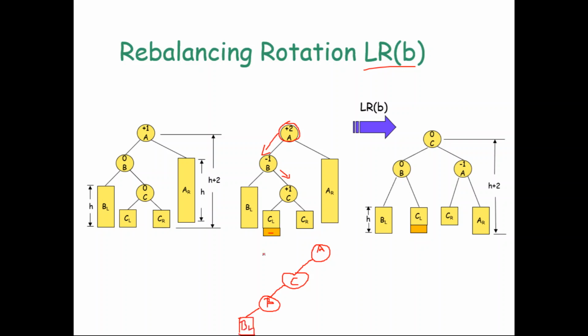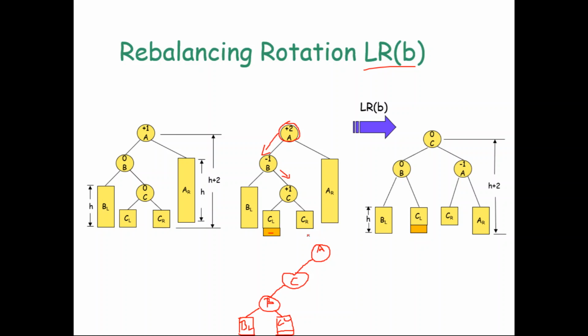Okay, now C has gone up. So where will this CL go? CL is less than C but is greater than B. So it will become the right child of B. CL will become the right child of B. So here will be CL. And the new node is also inserted in CL, and CL will now be the right child of B.